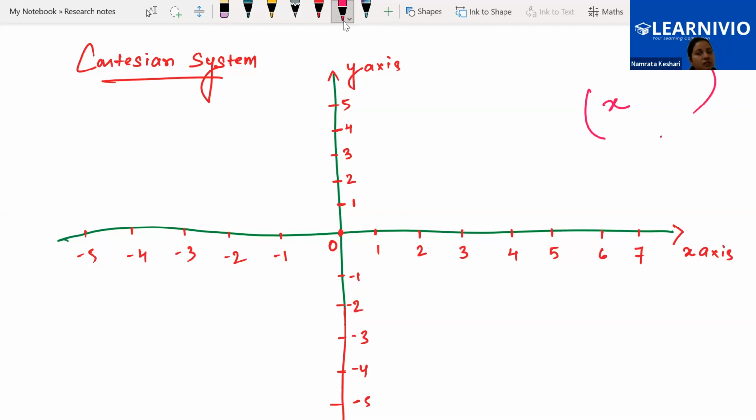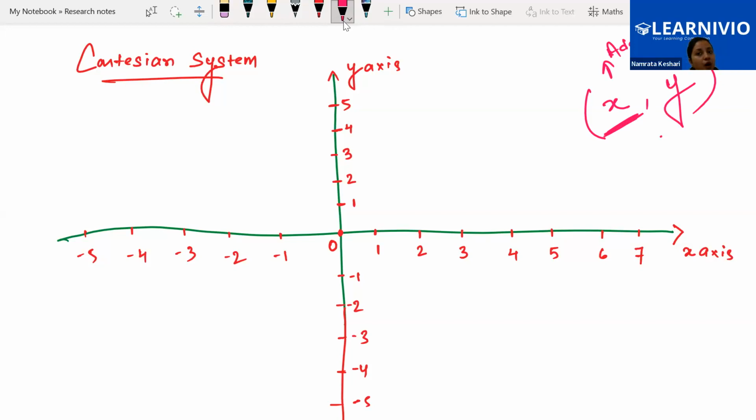Here, what is x and what is y? We need to know both of these to locate the point. Be careful: the first one is always written in a bracket. This is just an address.